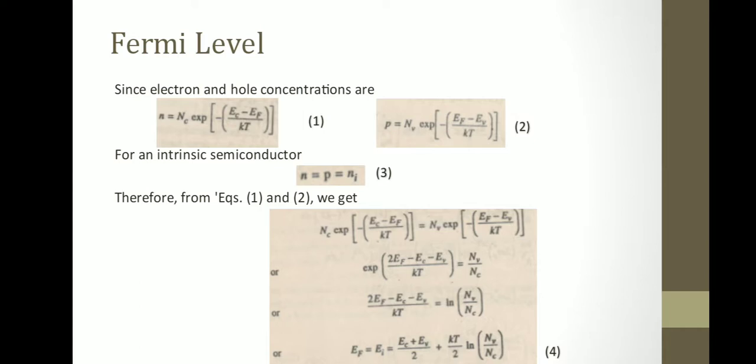By solving these equations we get exponent of Nv by Nc on one side, and exponent of minus (2Ef minus Ec minus Ev) by kT. We take the log of this, and 2Ef minus Ec minus Ev by kT is equal to log of Nv by Nc. And from here, what do we get for Ef? Ef or Ei is equal to (Ec plus Ev) by 2 plus kT by 2 log of Nv by Nc.